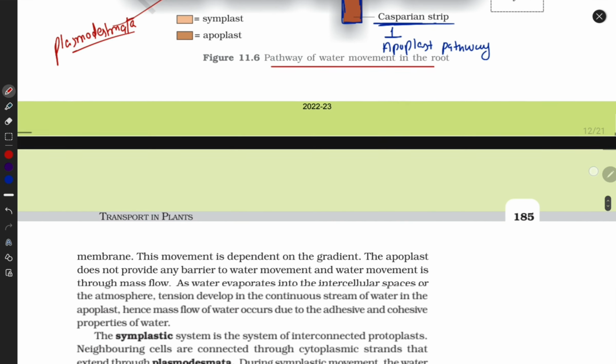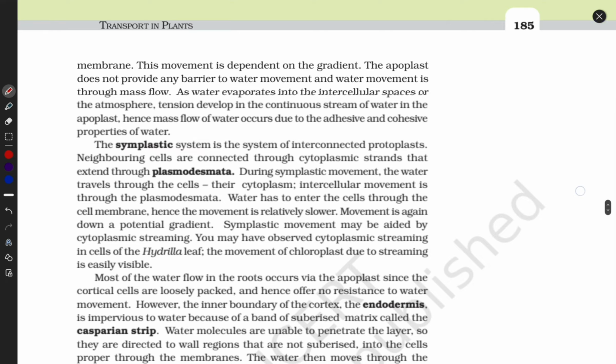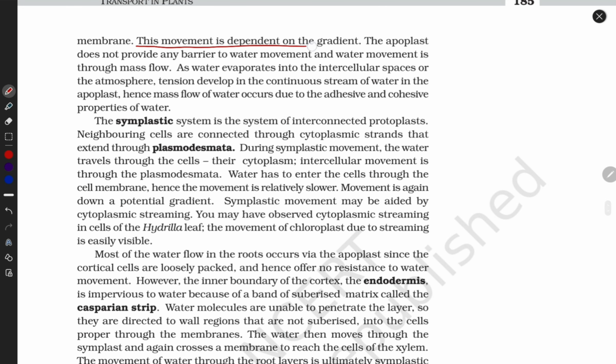Now let's move further. This movement is dependent on a gradient. Of course, guys, the surrounding soil has high water and it moves inward to the root epidermis, which then contains a high amount of water. They pass water towards the cortex, and the cortex contains high water. Then they pass towards the endodermis, and the endodermis passes towards the xylem. So this is the concentration gradient. Water flows from high concentration to low concentration.